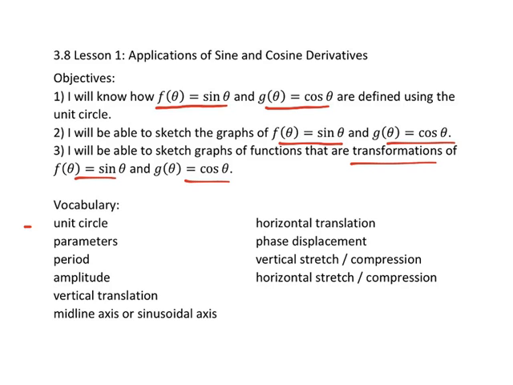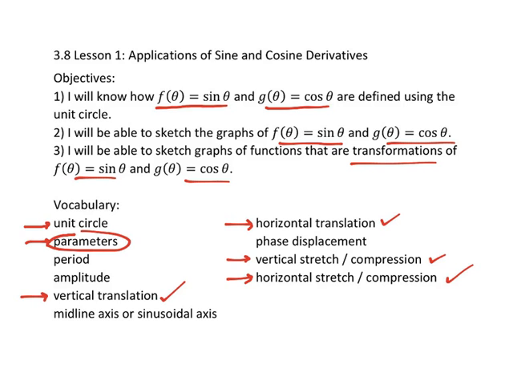So vocabulary, unit circle. We have parameters that can transform parent functions to give us, for example, a vertical translation of a parent function, a horizontal translation of a parent function, a vertical stretch or compression, or a horizontal stretch or compression of a parent function. So we have parameters that will give us transformations of parent functions, and we talked about some of the transformations that we'll be seeing.